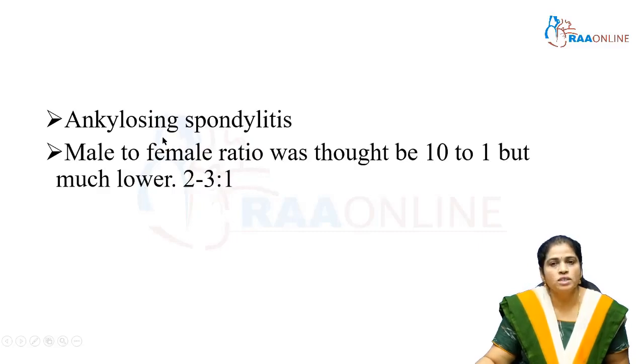When we look at ankylosing spondylitis, which is the classical spondyloarthritis, the male to female ratio was thought to be 10:1, but it's actually much lower. It's only 2 to 3:1. But since it was thought to be this, it has caused delays in diagnosis in women with ankylosing spondylitis. So the ratio is not as skewed as you would think it would be.